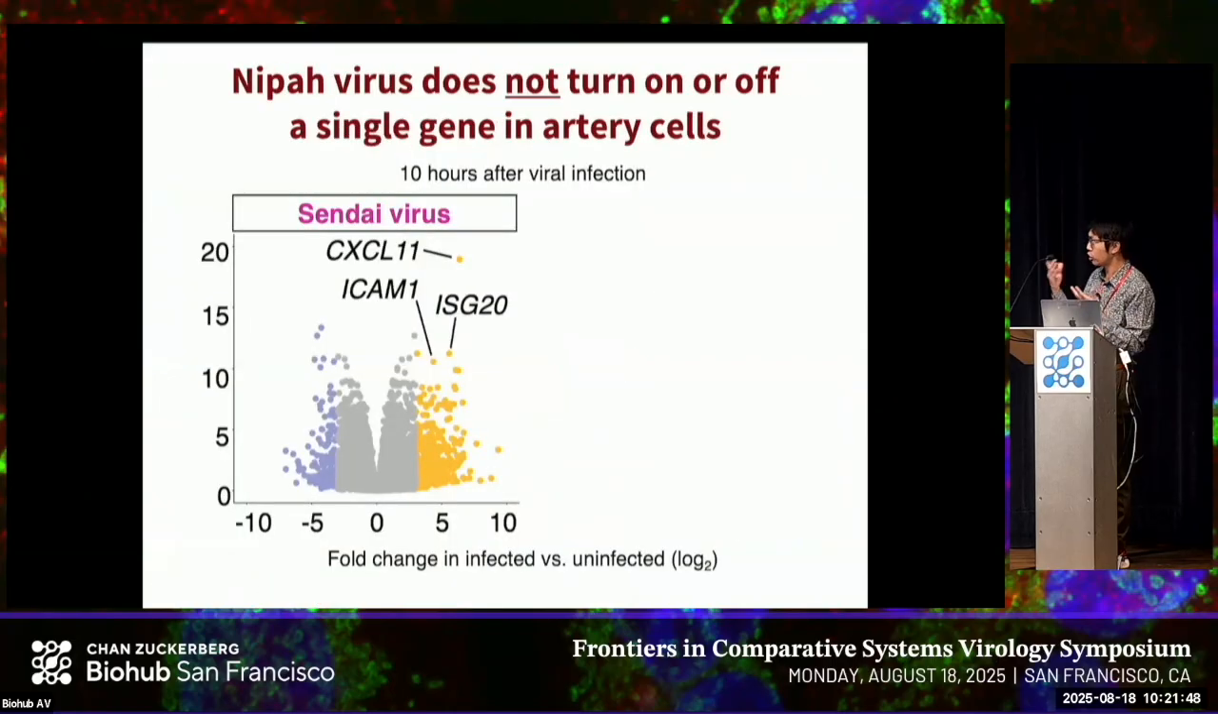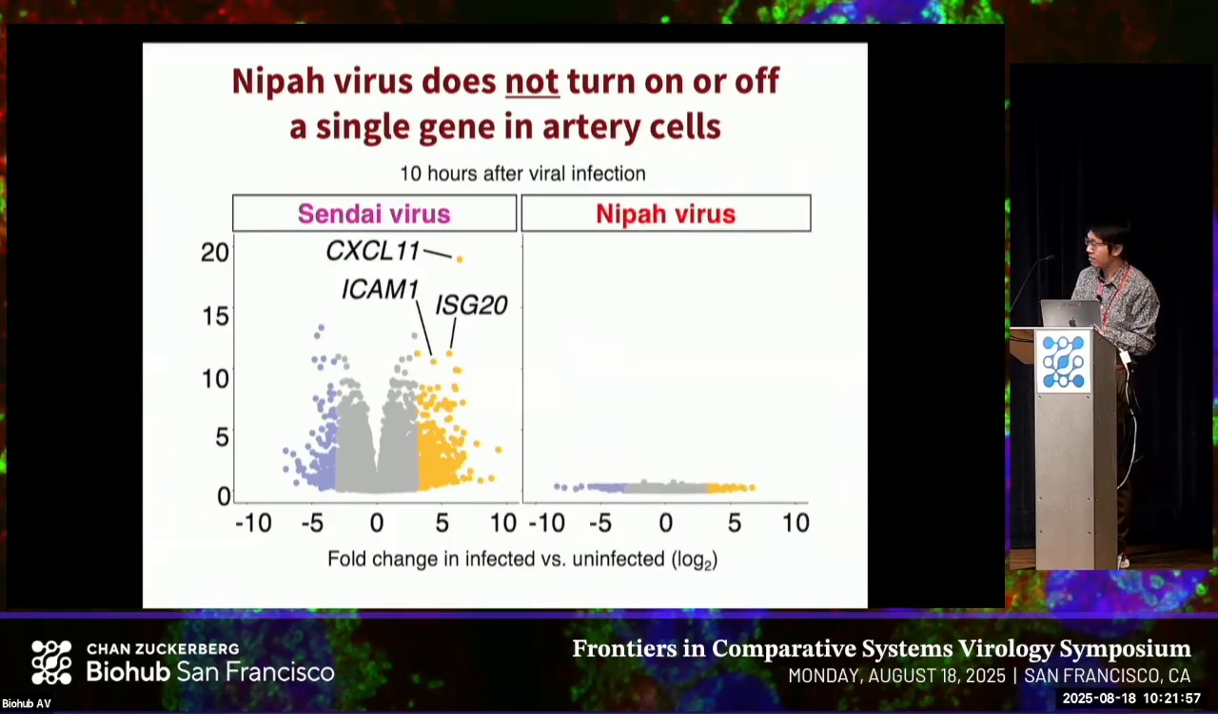So you might think I maybe just cherry-pick those genes to show you, but it's really not the case. When we infect cells with Sendai virus, there's very huge up and down regulation of many genes. But when we infect the cells with Nipah virus, after 10 hours, there's really 0 genes across the whole transcriptome that turn on and off. So the degree of innate immune suppression is really profound.